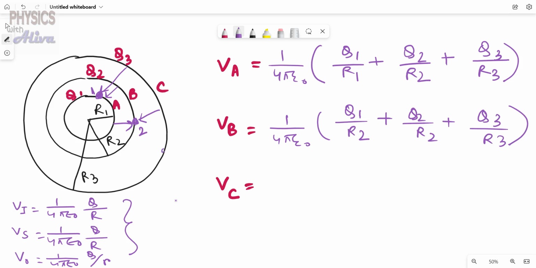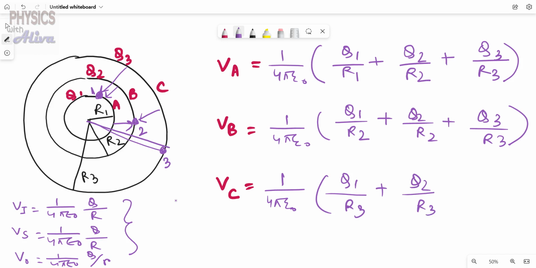Now come to point 3. This point is the surface point for C and an outside point for A and B, right? So for the outside point, this is Q1 divided by the distance of point 3 from the center, that is R3, and Q2 divided by the distance of point 3 from the center of the sphere, which is also R3. And for C, this is the surface point, so Q3 divided by R3. Is that clear to everyone?